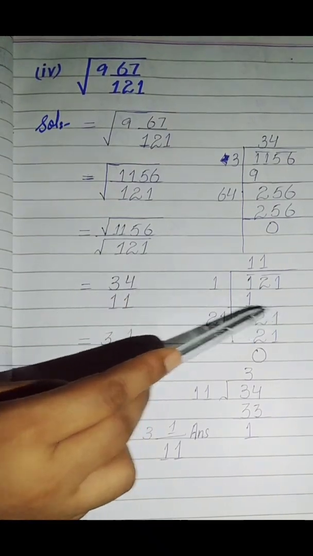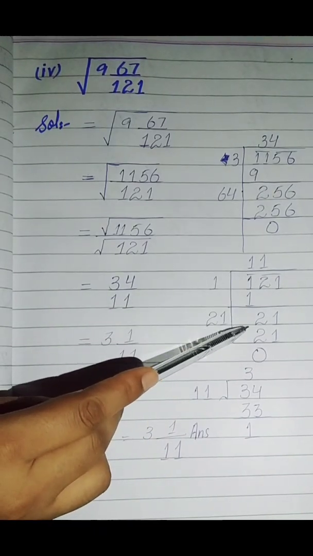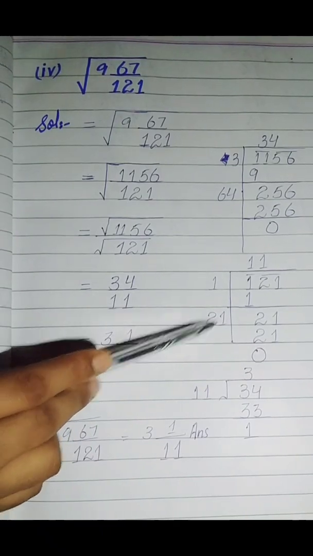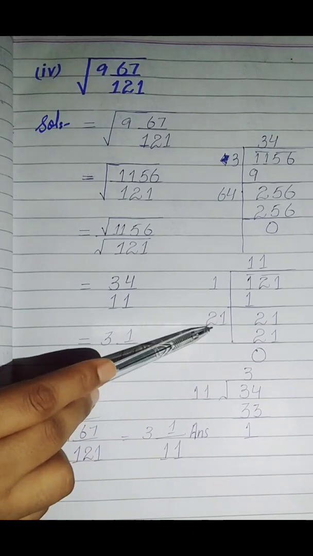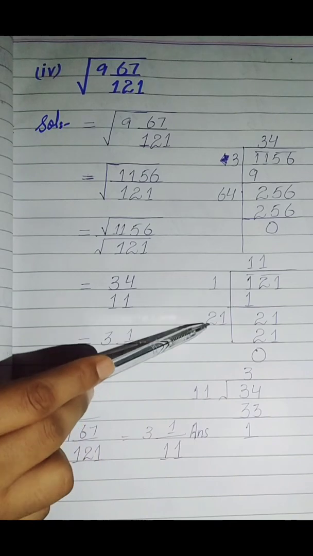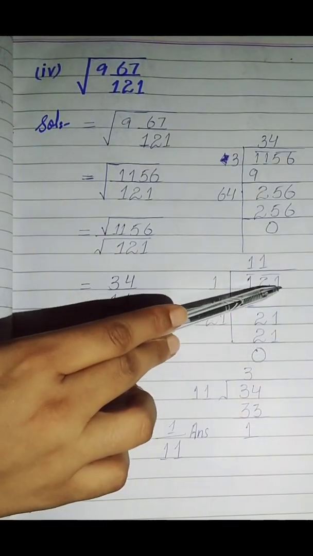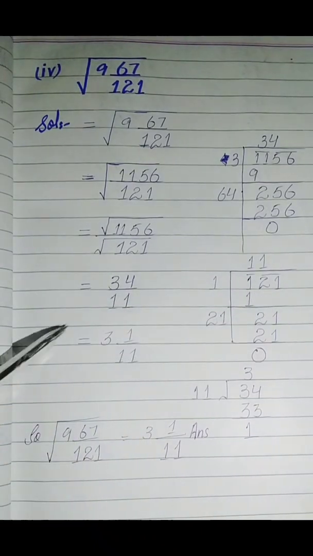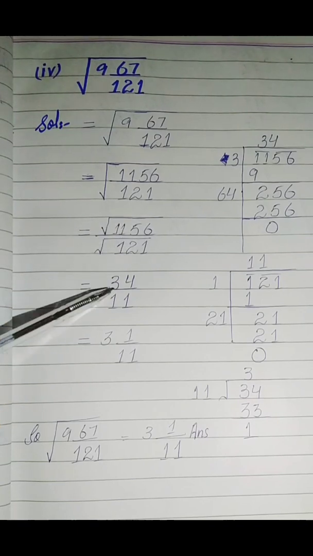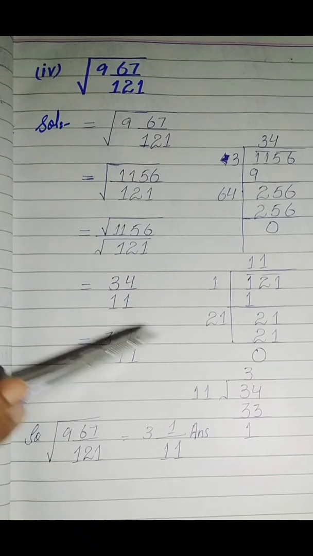121, we make pairs, and then 1 one is 1. Subtract 1 from 1, we have 0. Bring down the pair 21. When we double the 1, we have 2. We want to get 21, so we get a value as quotient and divisor. 21 multiply 1, we have 21. It means that the square root of 121 is 11. So we have the square root of 1156 is 34 and 121 is 11.